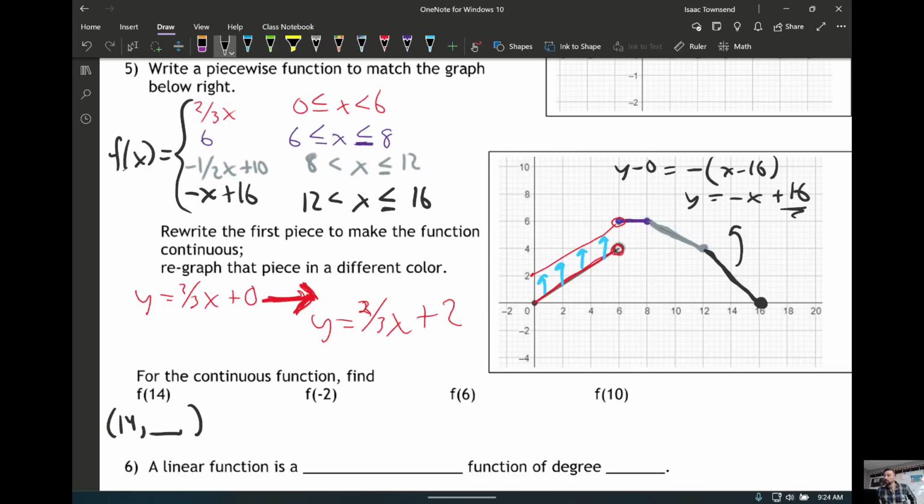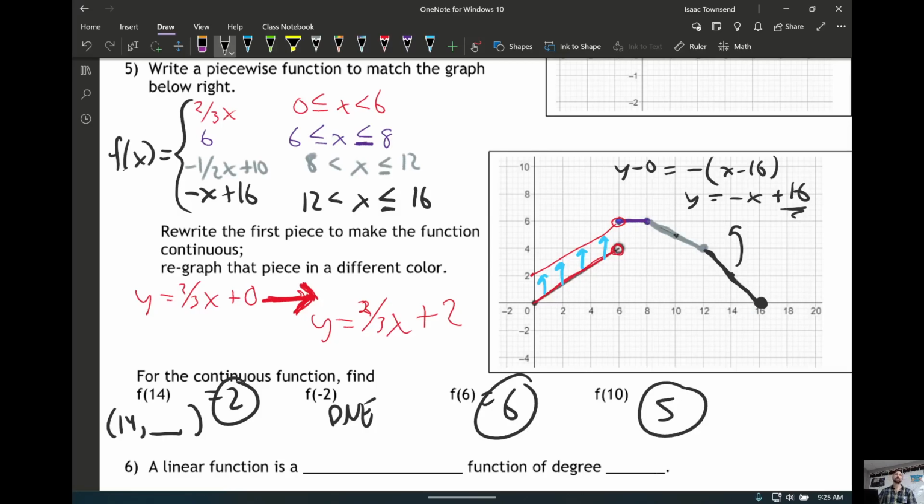So it's saying for the continuous function, so don't look at this bottom red piece, the upper red piece, but when x is 14, y is 2. When x is negative 2, y would be over here, y does not exist. When x is 6, y is 6, and when x is 10, y is right here at 5. So you need to know what that notation is asking you to do, especially if you have the graph down already. The answers are just right there.